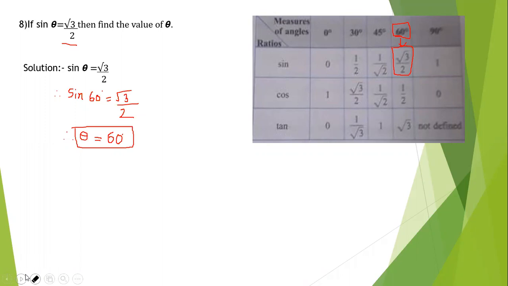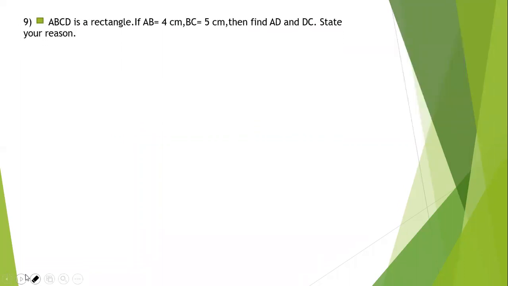Now let us move to the next sum, that is sum number 9. Quadrilateral ABCD is a rectangle. If AB equal to 4 centimeter, BC equal to 5 centimeter, then find AD and DC.